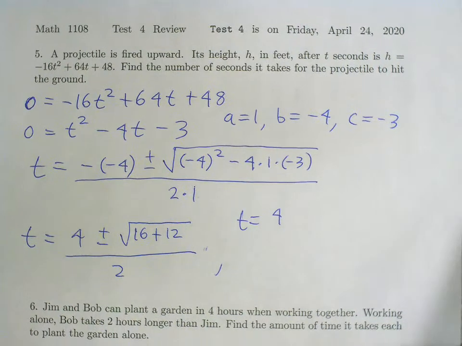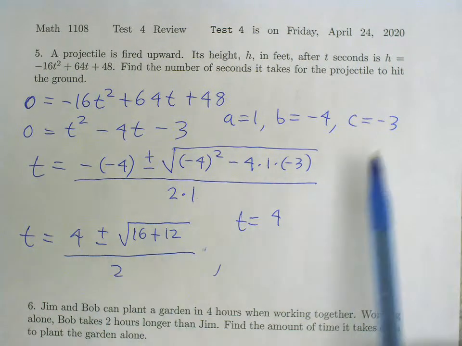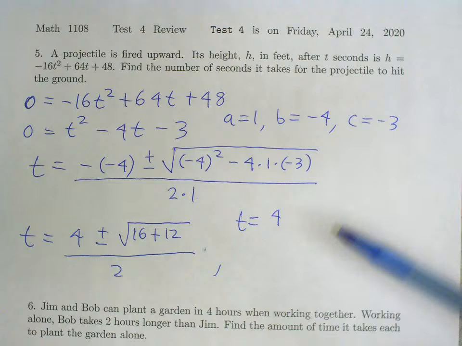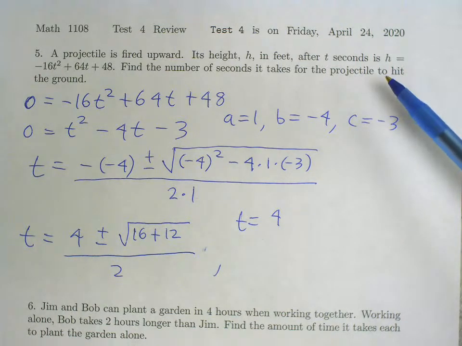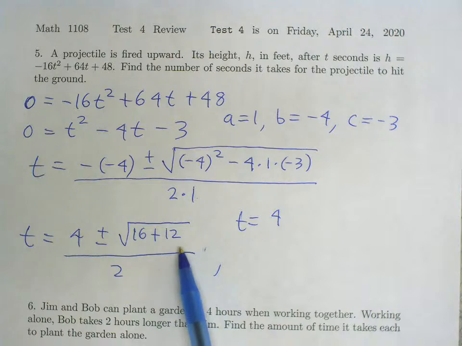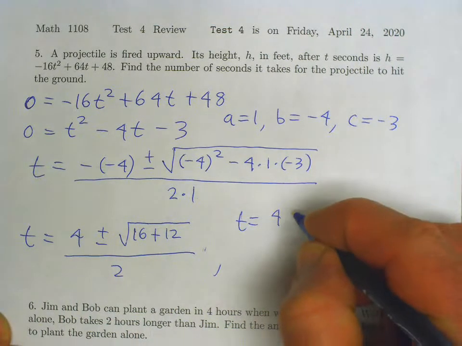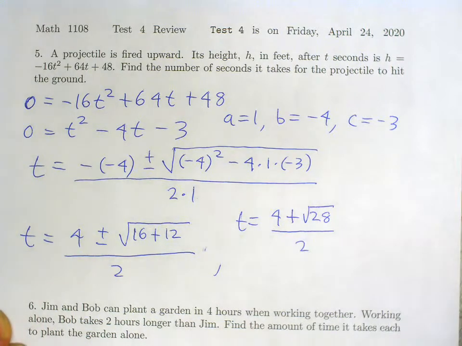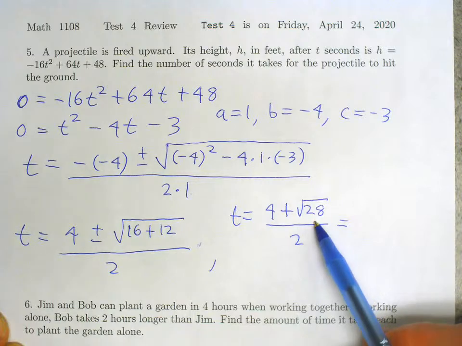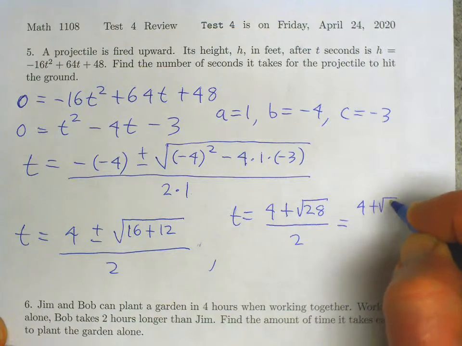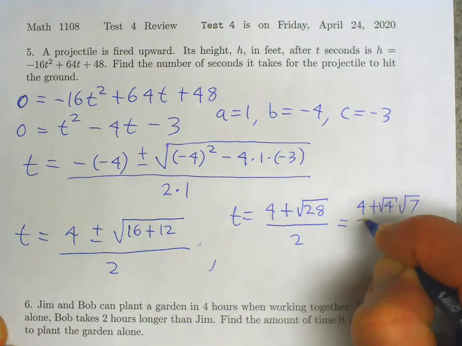I want to point out at this point, we're expecting t to be a positive number, not a negative number, since t represents the number of seconds going into the future. So we can ignore the solution that we get by subtracting because that solution will be negative. So I'm just going to write t equals 4 plus the square root of 28, all divided by 2. And then the square root of 28 can be simplified. So we write 4 plus the square root of 4 times the square root of 7, divided by 2.